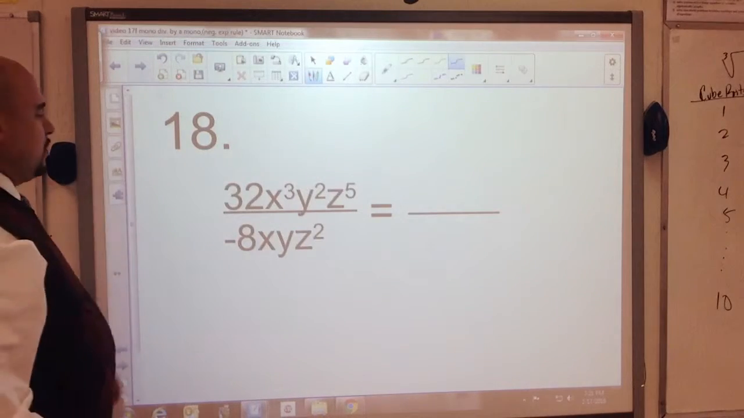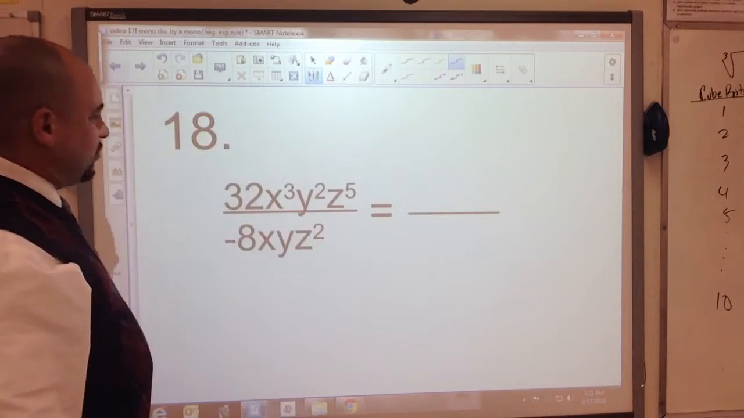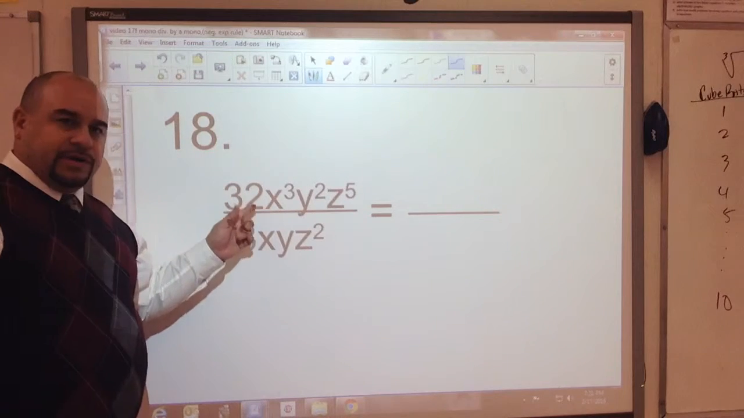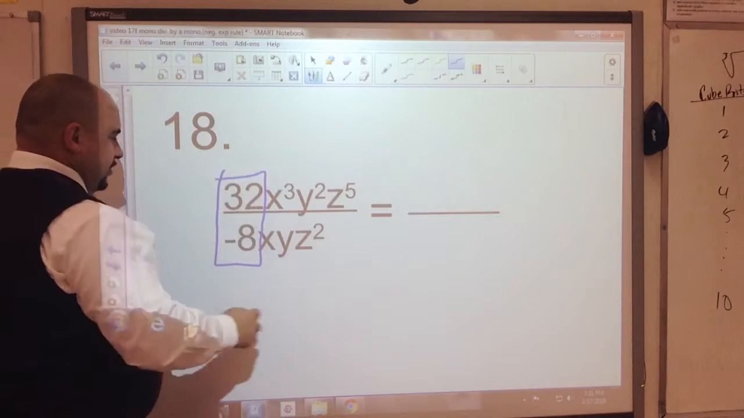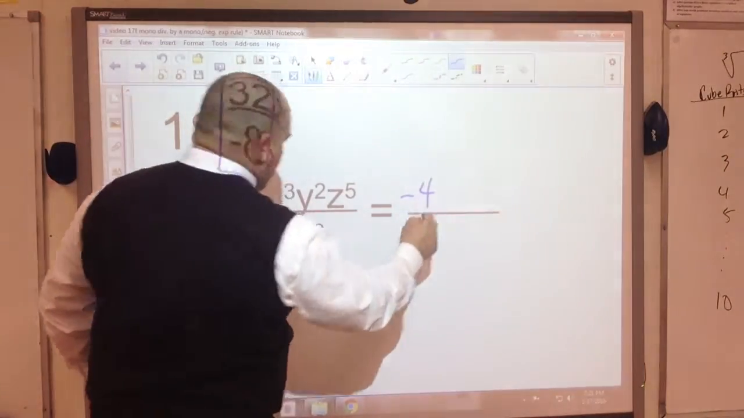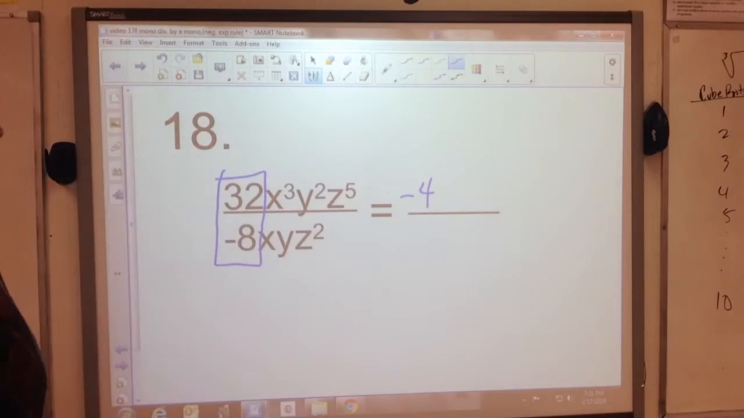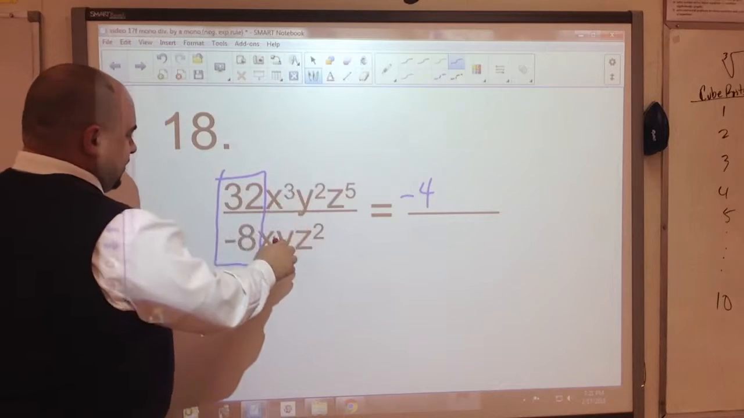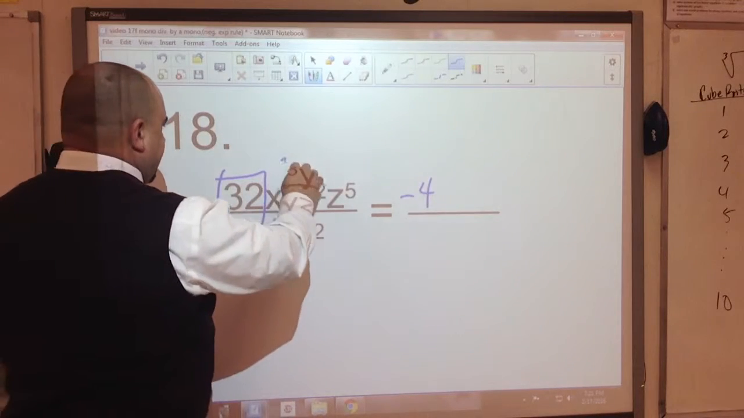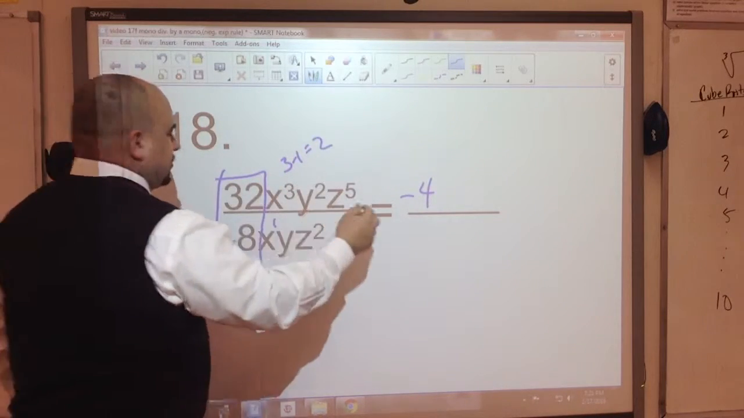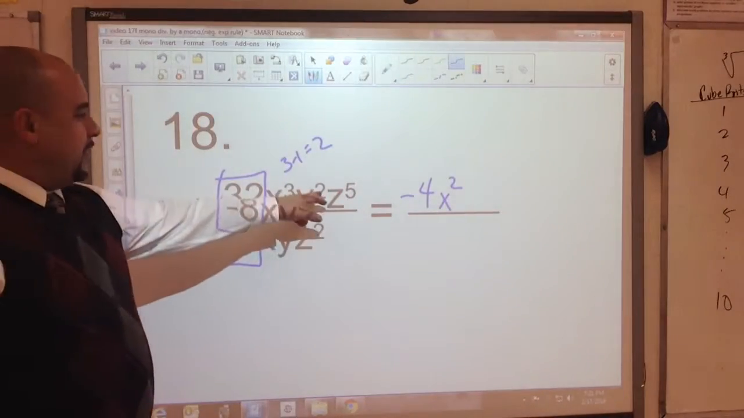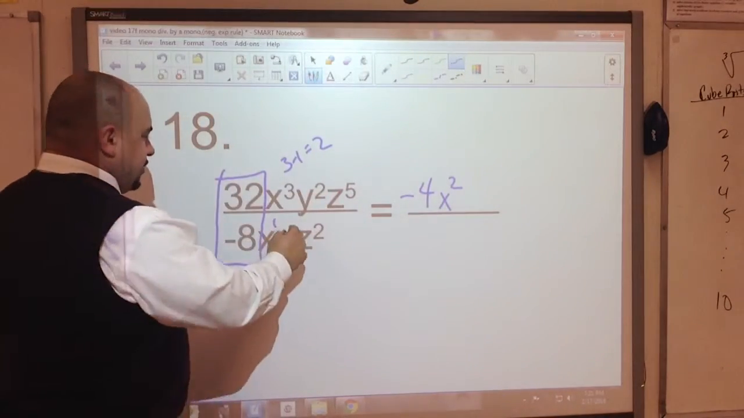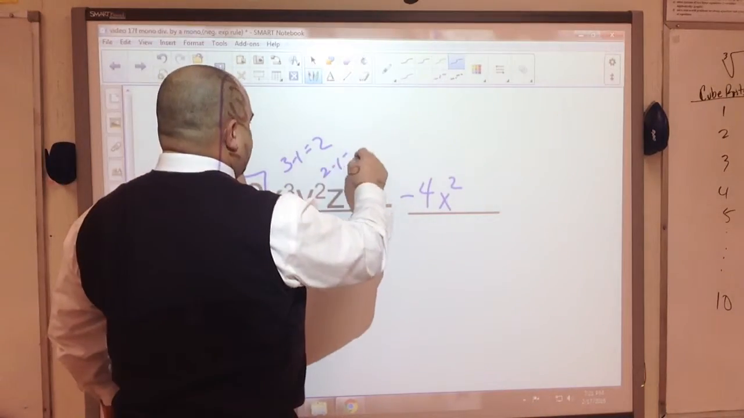Alright, let's try one more. I think 18 is our last one. So we have 32 divided by negative 8. So we'll do that first, and you get, I believe, negative 4. Alright. So x, you have 3 minus 1 here. 3 minus 1 is 2. So I have x squared. I have y squared and a y to the 1 here. So 2 minus 1 is 1.